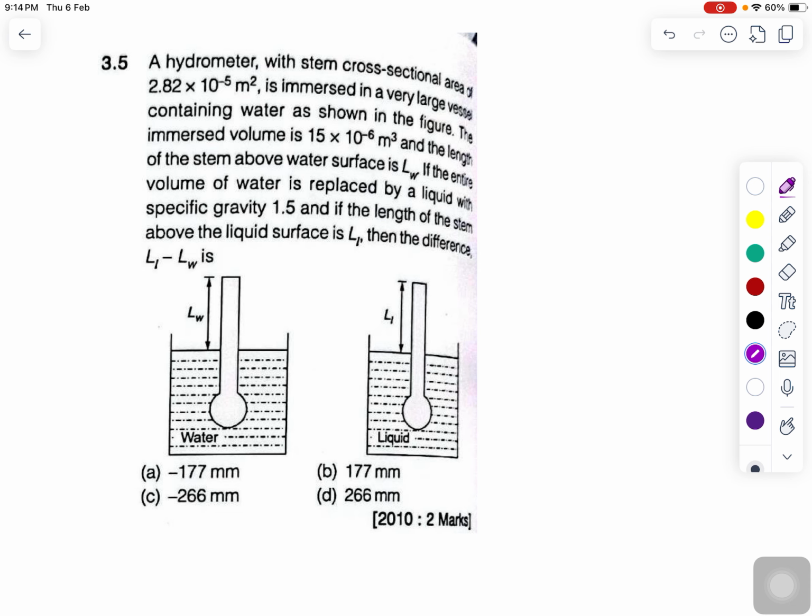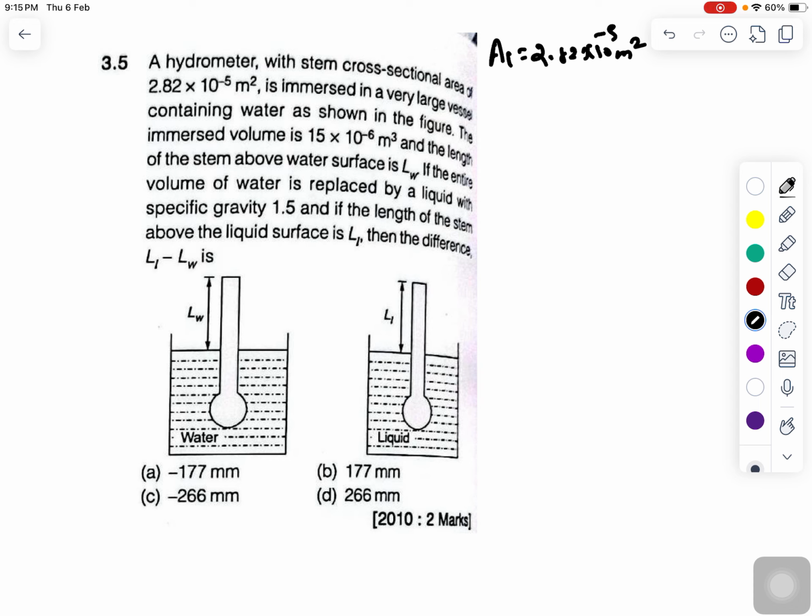This question is really important. It was asked in 2010, and again this question was based on the buoyancy force. You can see there is a hydrometer with a stem cross-sectional area. The cross-sectional area of the stem is given as 2.82 into 10 to the minus 5 meter square. But in the actual examination, you are not supposed to write all of these things on the paper. It is immersed in a large vessel containing water.